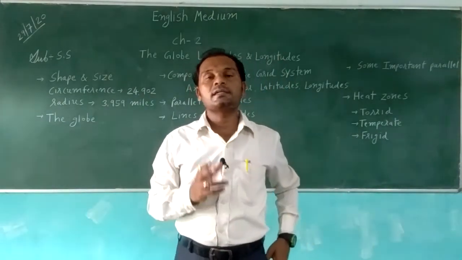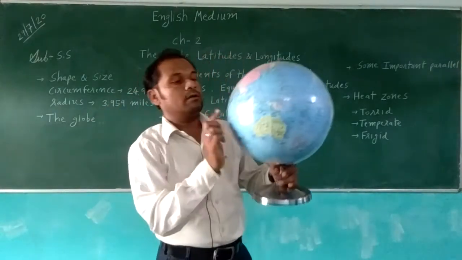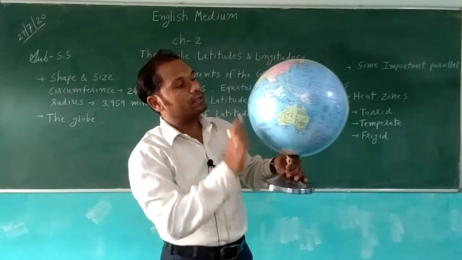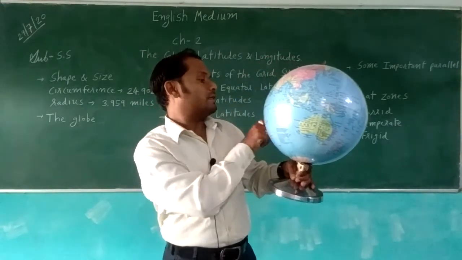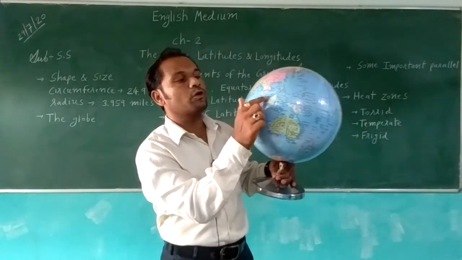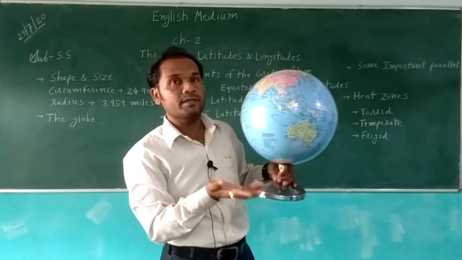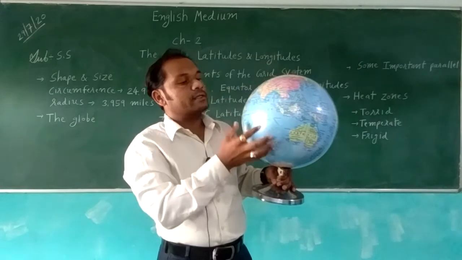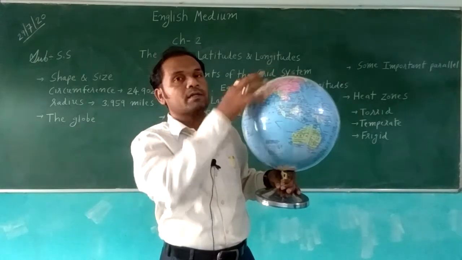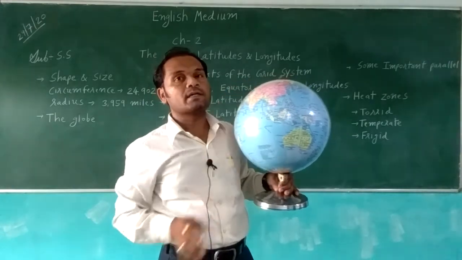The equator is another line. This line is called the equator. It divides the Earth into two equal parts. The equator line divides the Earth into the northern part and the southern part. Those two parts are divided.